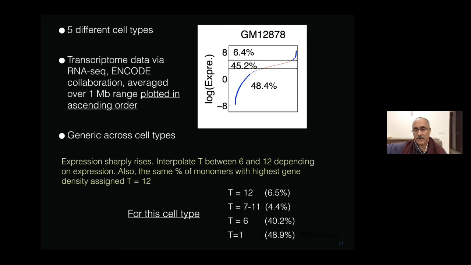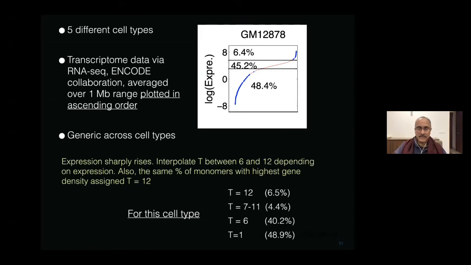We finally came up with a model that we thought had all of the right ingredients to do a good job. For this particular cell type, at t equal to 1, the increasing part of the expression, about 48% of monomers are in that limit. At t equal to 6, the more or less plateau part, we have about 40.2% of monomers. The sharply increasing part is about 8 to 10% of monomers, and the maximum temperature here is 12. It doesn't matter too much how you actually divide this, but we're going by the shape of the curve of the expression versus the monomer in increasing order.